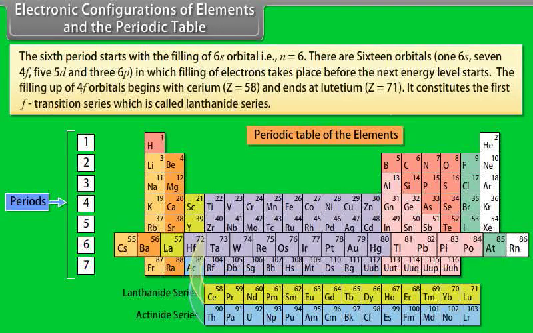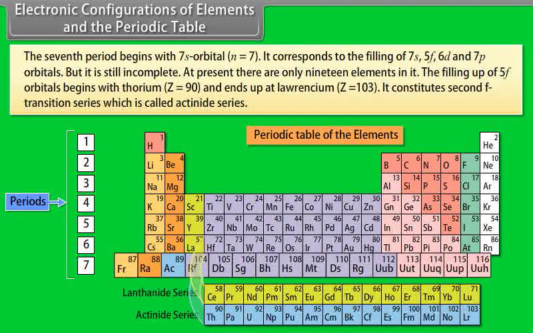The sixth period starts with the filling of 6s orbital, that is, n is equal to 6. There are 16 orbitals, 1 6s, 7 4f, 5 5d and 3 6p, in which filling of electrons takes place before the next energy level starts. The filling up of 4f orbitals begins with cerium, atomic number 58, and ends at lutetium, atomic number 71. It constitutes the first f transition series, which is called the lanthanide series.